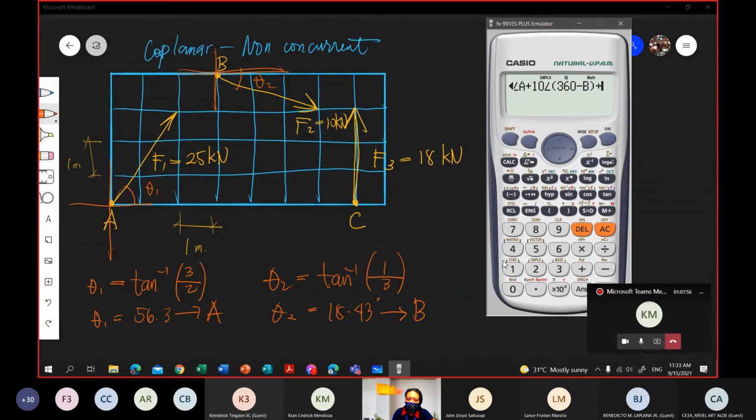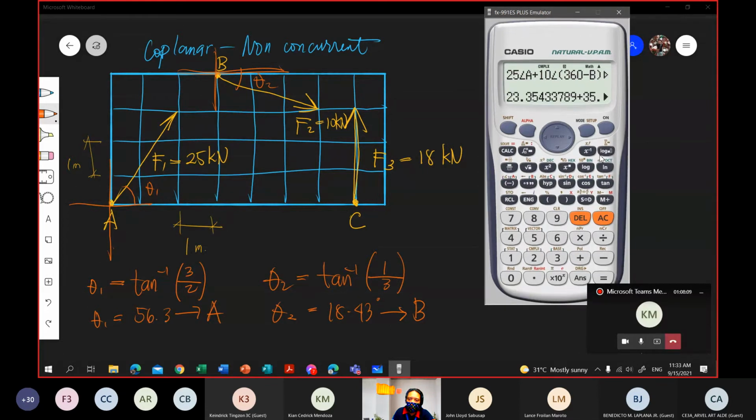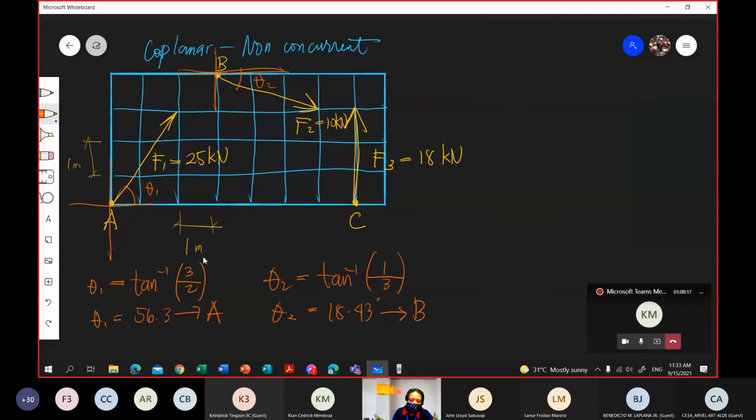Plus, again, F3 naman, 18, acting at an angle. What angle? 90 degrees. So it is acting at 90 degrees. Then if you press equal, you get the summation of Fx and the summation of Fy. Okay, 23.35. Let's put it here.